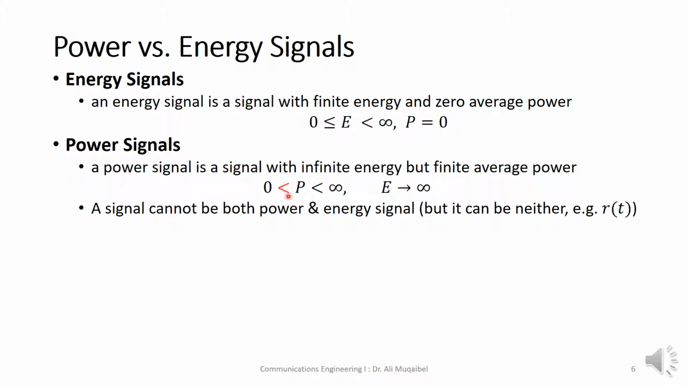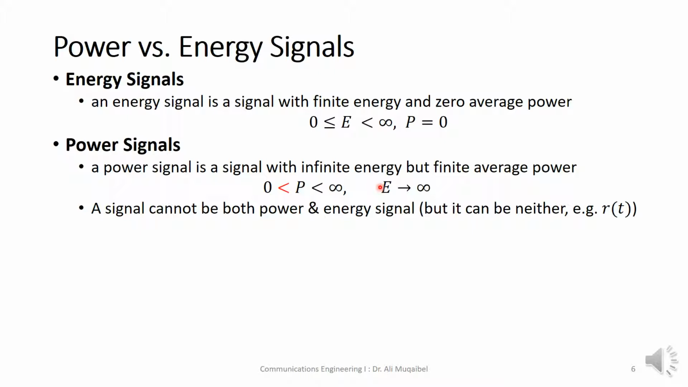But notice here we are excluding the equal sign, because if we make it an equal sign, then all power signals will also be energy signals. We want to make them distinct. This is why energy signals have finite energy, and power signals have finite power. But here we have an equal sign, and here we have no equal sign. And this is why we're saying a signal cannot be both a power and an energy signal at the same time. This is like the ramp signal. The ramp signal is not an energy signal, and it's not a power signal. Both definitions do not apply.